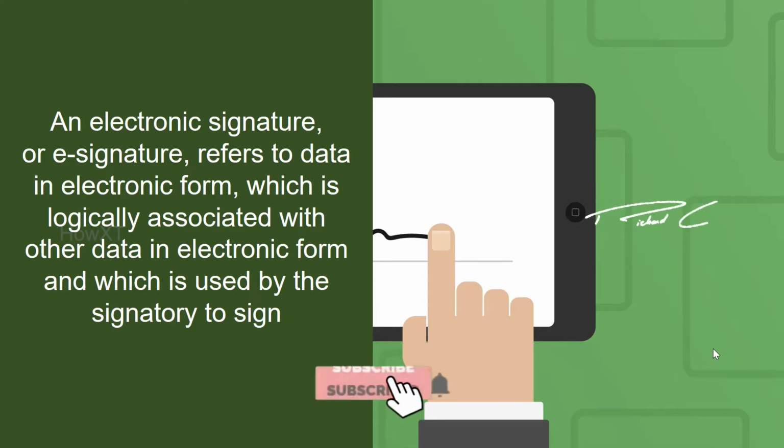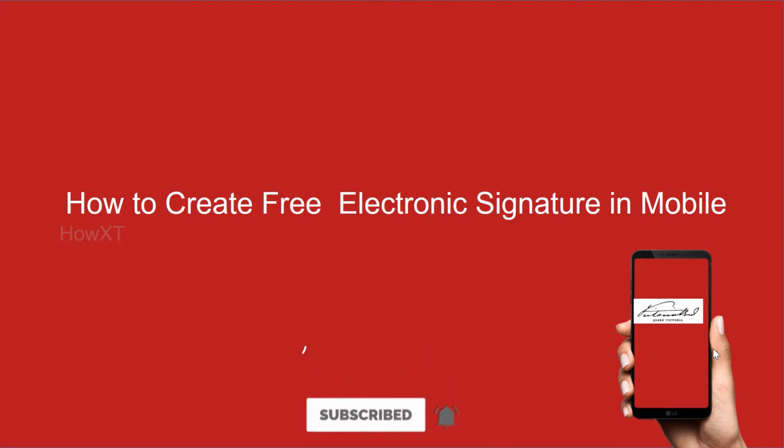While you are attending an online examination or any other job-related process, if they ask you to sign the agreement paper, you need to have an electronic signature. If we don't have a laptop, we can use the mobile phone to create an electronic signature. In this session I would like to share how to create a free electronic signature on a mobile phone. Let's see how to do that.